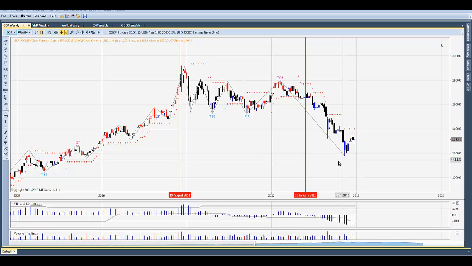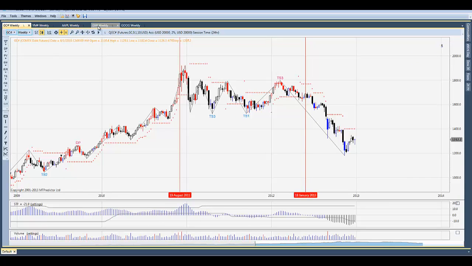So interesting times here, and an interesting place where we are in terms of the stock market and where gold is, and silver, if you want to throw silver in there as well. So we'll keep an eye on all these things.